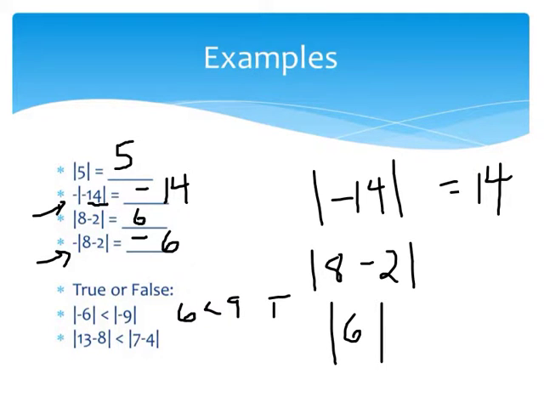And then 13 minus 8 will give us 5. 7 minus 4 gives us 3. The absolute value of 5 is 5. The absolute value of 3 is 3. And is 5 less than 3? Well, no. That would be false. So you'll be asked to do some true-false questions also in your homework.